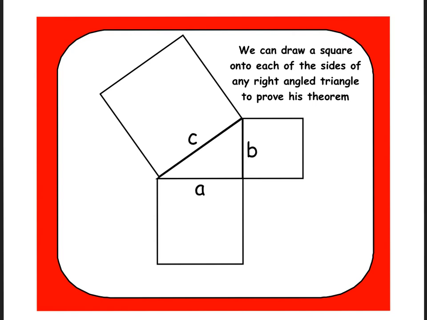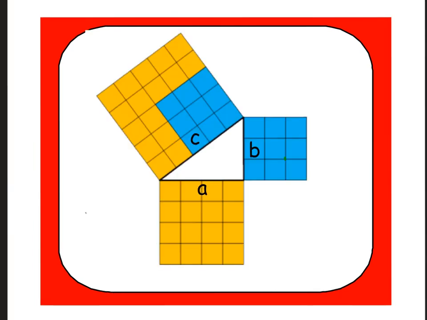This would work for all of them, but I'm going to stick with that 3, 4, 5 triangle. So we're going to say that A was 4, B was 3, and C was 5. And if you look very closely, there's the 9 boxes for B. So that was your 3 squared was 9. That's in the blue. And then this one would be your 4 squared, which is 16.